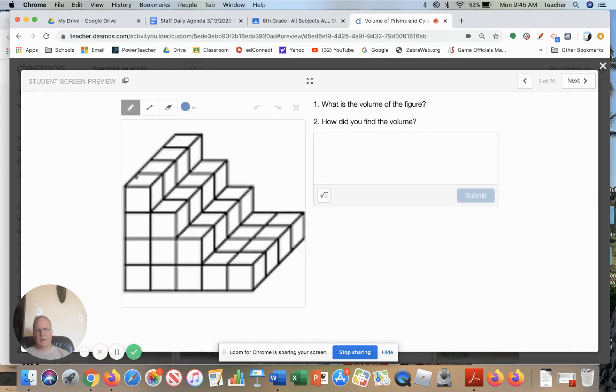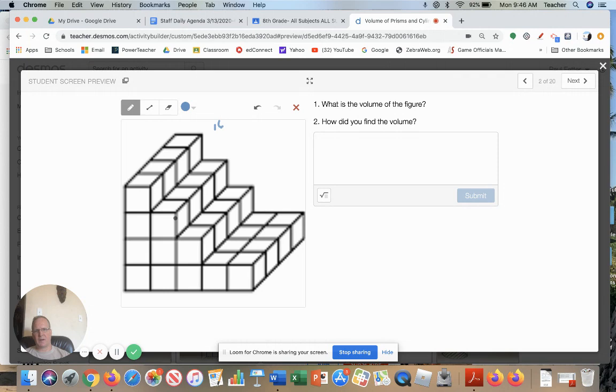Okay, so let's see. So we have 1 row, 2 rows, 3 rows, 5 total rows. And if we find the volume of each of these, then we'll be able to just put them all together. So this back column here is 1, 2, 3, 4 times 1, 2, 3, 4. So that's going to be 16.